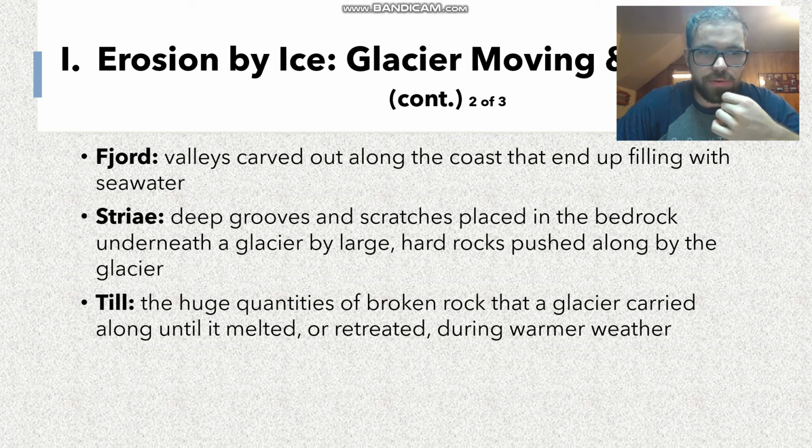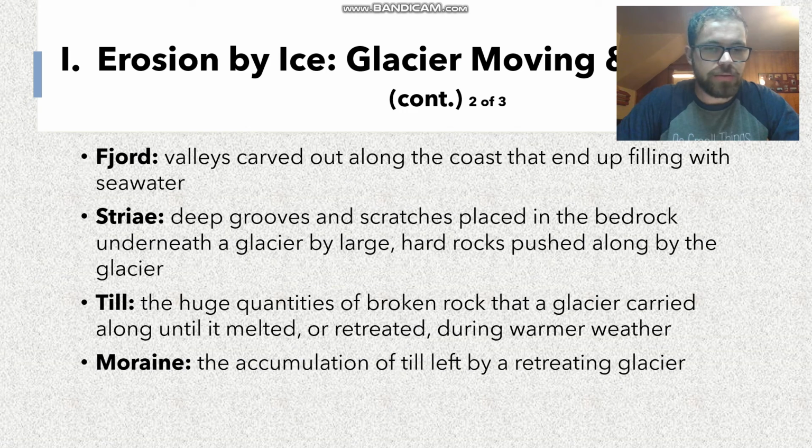Now, till is a word that we use to refer to the huge quantities of broken rock that a glacier carried along until it melted, which is another way to say that it retreated during warmer weather. So essentially everything that the glacier carries along that is dirt is called till. And moraine is the accumulation of till left by a retreating glacier. So when a glacier stops and actually melts away, what it leaves behind we call moraine.